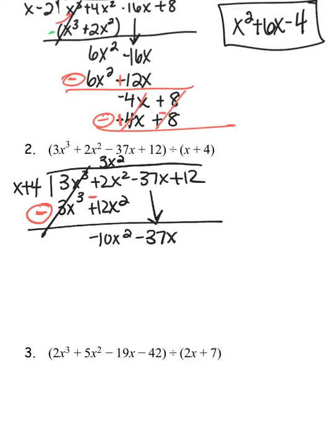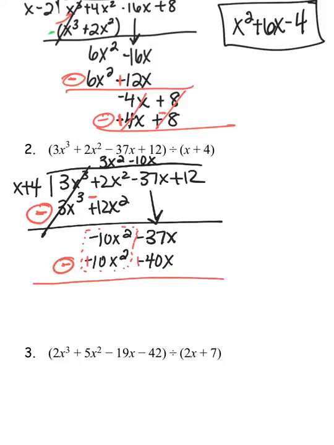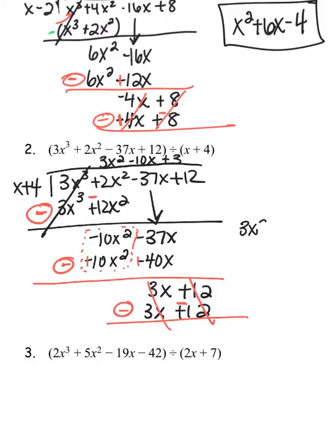We start over. x goes into negative 10x squared negative 10x times. So when we multiply, we get negative 10x squared minus 40x. You notice how we always get the number we need right here? That's important. If you don't get that, then you did something wrong. Okay? We're going to subtract, change our signs. So we end up with 3x plus 12. x goes into 3x 3 times. Multiply 3x plus 12. Subtract, change our signs. We have no remainder. Our answer is 3x squared minus 10x plus 3.